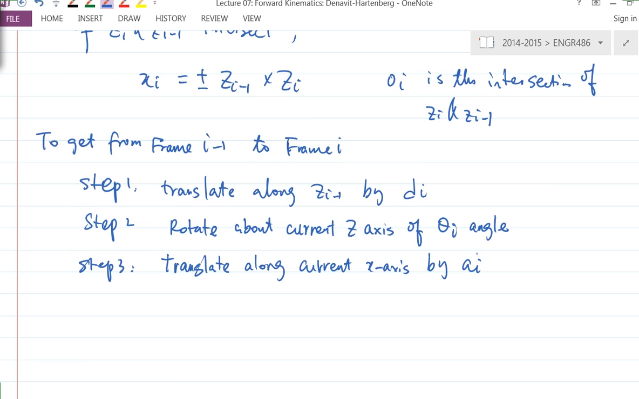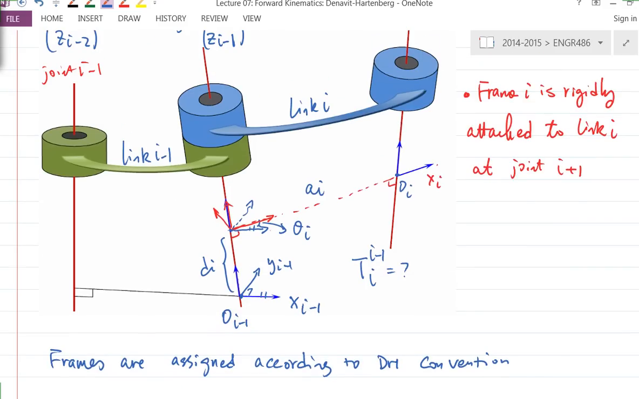Okay? So after the translation, your current x-axis is here, in the same direction as your final x i axis. Where is the current z-axis? It's not going to be the same as this. Your current z-axis is parallel to the previous z-axis, so it needs to be parallel to this. That make sense? After translation, it's the black one, right? The black one.